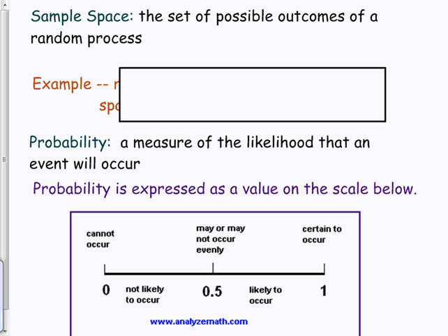All right. Probability: a measure of the likelihood that an event will occur. It's a measure. It's like a scale. We usually say it's between 0 and 1. That's what we have on the bottom here. 0 means can't occur. 1 is guaranteed to occur.